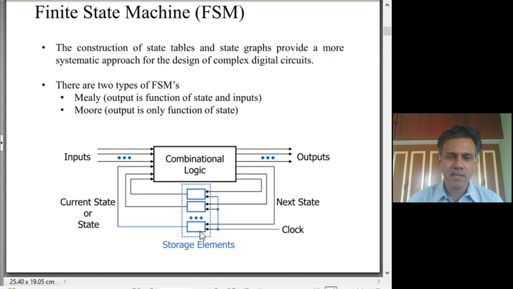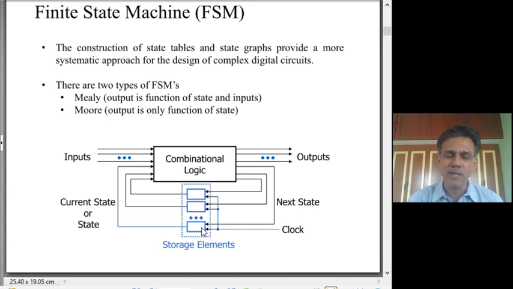In this case, the number of state variables defines the number of flip-flops required, and it also dictates the number of possible states in which the machine can reside and behave. If there are n state variables, there are 2 power n possible states. That information is what is stored in the state register.